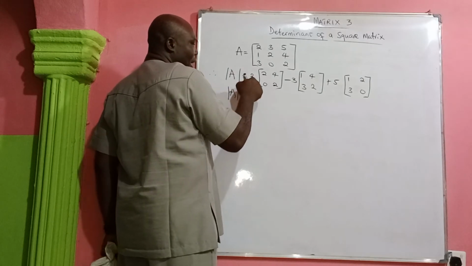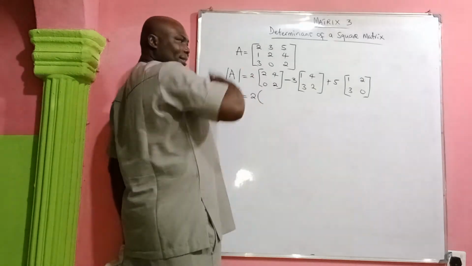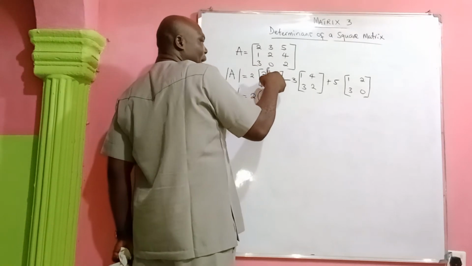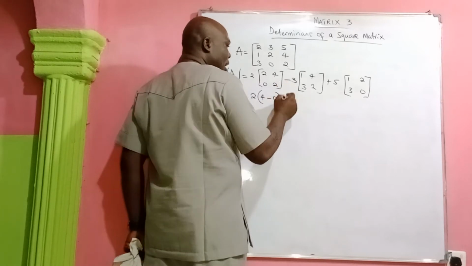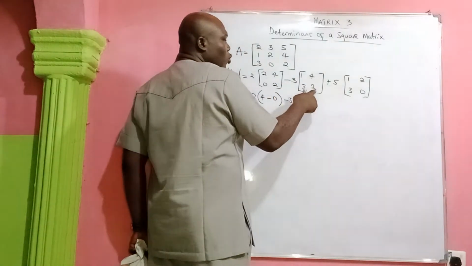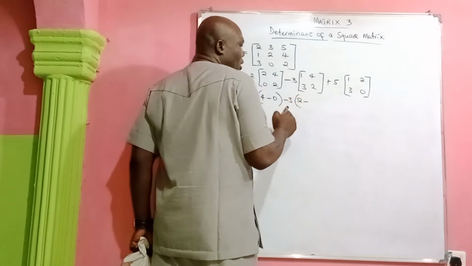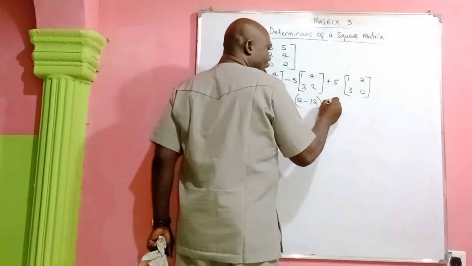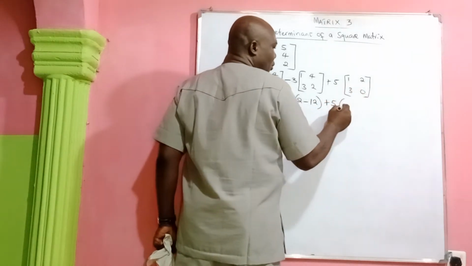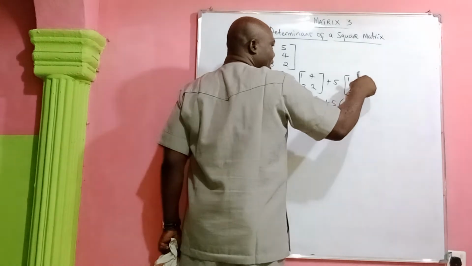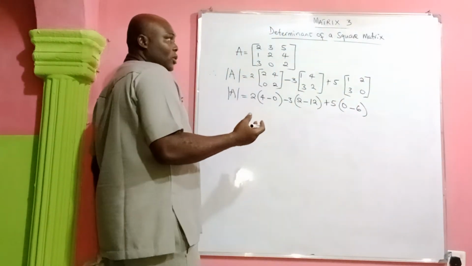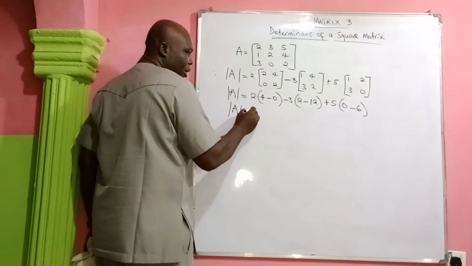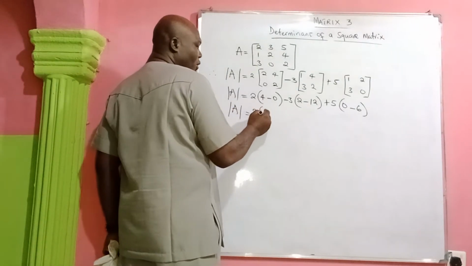Now that you've done that, you have 2, you open your bracket. The same way we'll be handling a 2 by 2 matrix: 2 times 2 is 4, minus 0 times 4, which is 0. We bring out our negative 3: 2 times 1 is 2, minus 3 times 4, 12. We bring out our 5, and then 1 times 0 is 0, minus 3 times 2, which is 6. So it's easy because you've done the 2 by 2 before now. So the determinant of A will be 2 into 4 minus 0, which is 4.